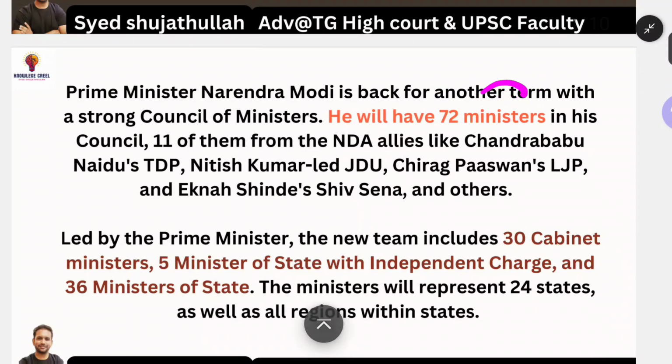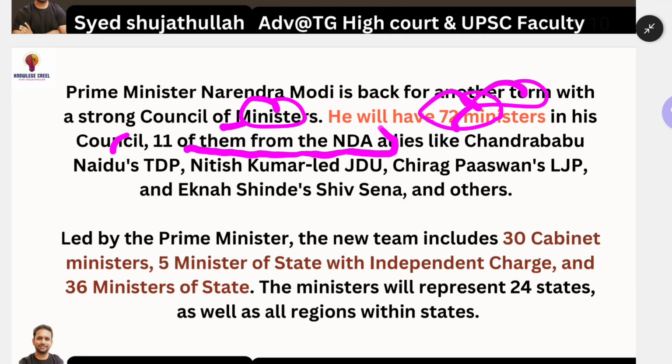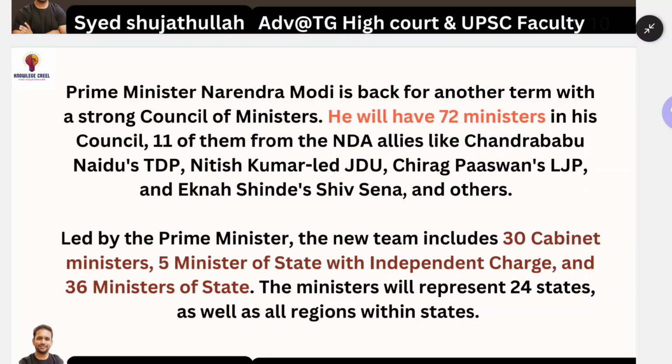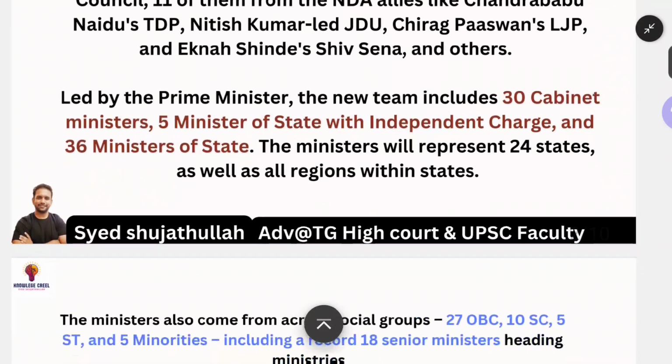Prime Minister Modi ji is back for another term, nothing but Modi 3.0, with a strong council of ministers. He will have 72 ministers. Remember this point, 72 is the total number of ministers appointed. The number is very important in this concept. Of these 72, 11 are from NDA allies: Chandrababu Naidu's TDP, Nitish Kumar-led JDU, Chirag Paswan-led LJP, Eknath Shinde-led Shiv Sena and others. So 11 ministers of the council have been distributed among these allies, and BJP is retaining the rest.